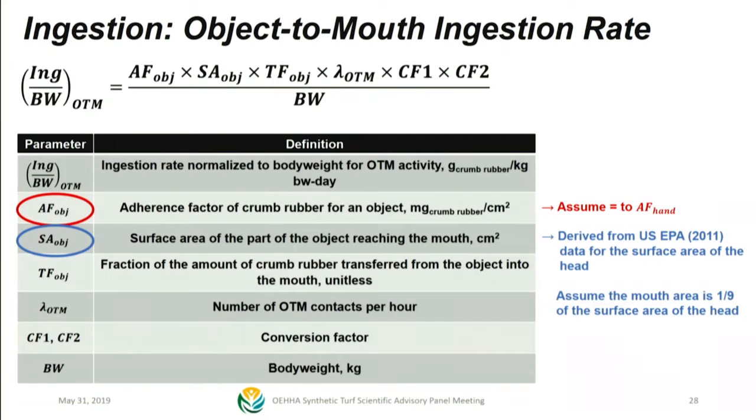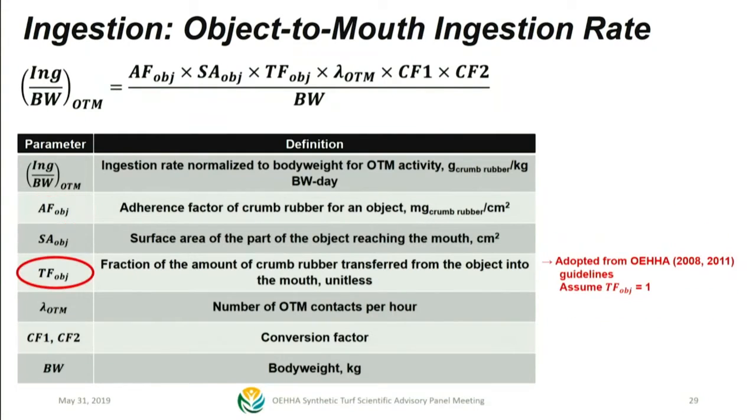The part of the object that contacts the mouth is assumed to be limited by the area of the mouth. The mouth area is assumed to be 1/9 of the surface area of the head, and data for the surface area of the head was taken from the exposure factors handbook. The object-to-mouth transfer factor describes the amount of crumb rubber that's transferred from the object into the mouth. For this study, OEHHA will assume 100% of crumb rubber on an object will be transferred into the mouth.